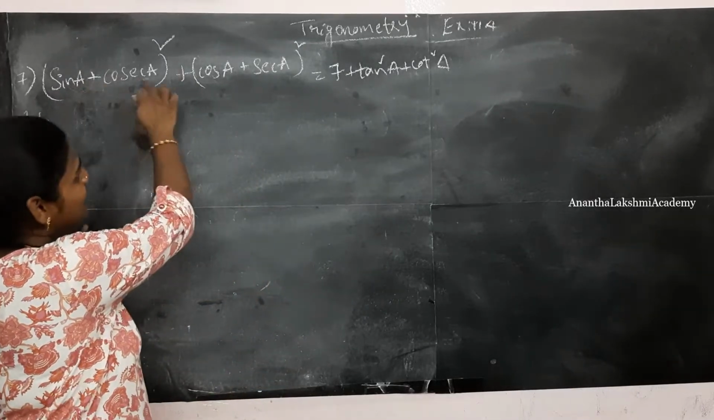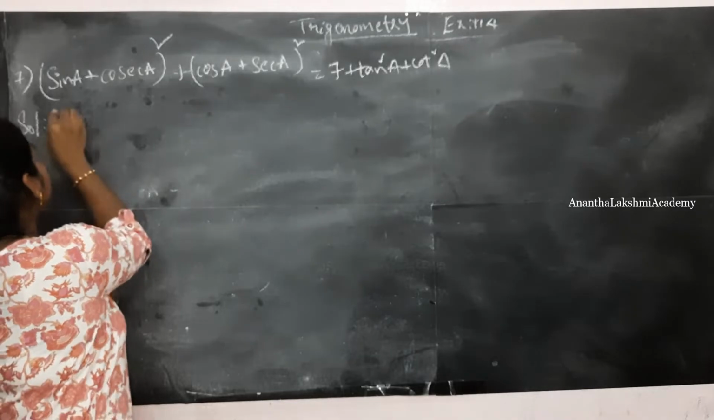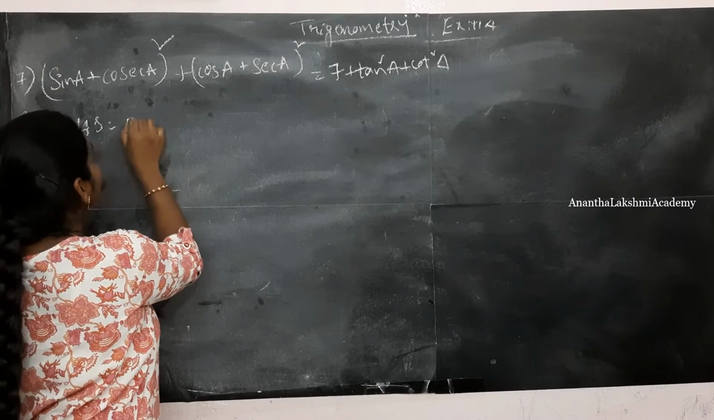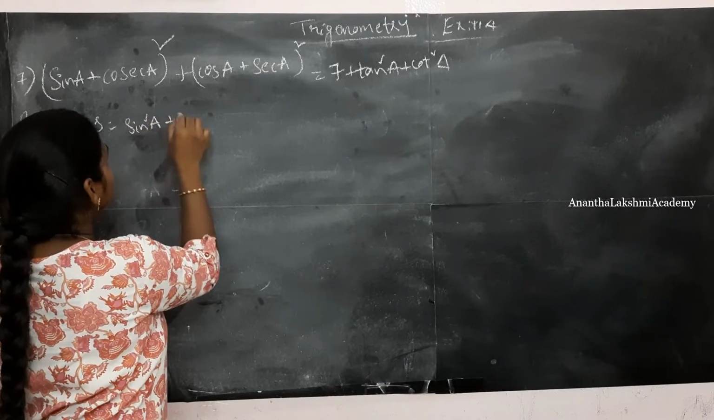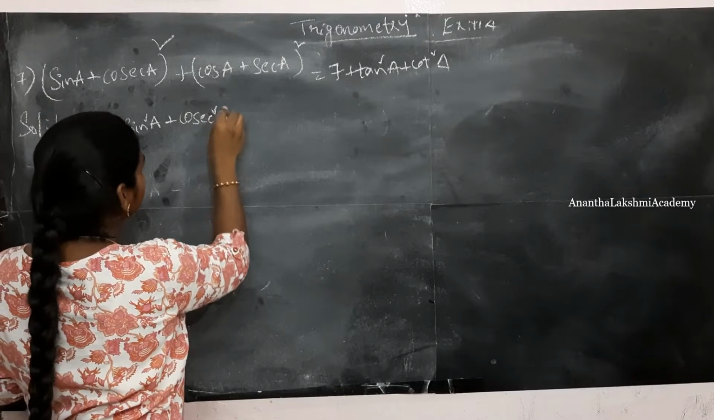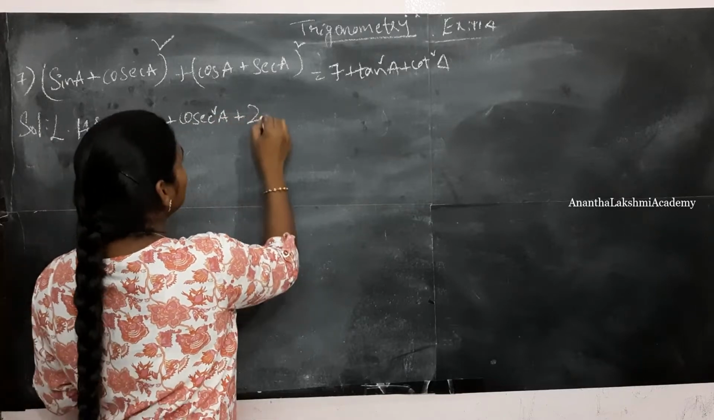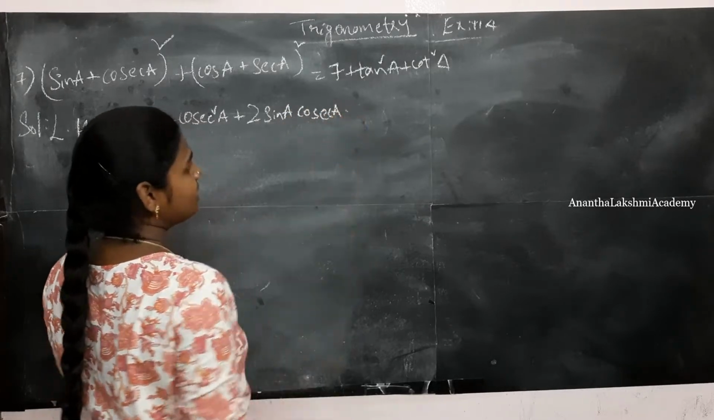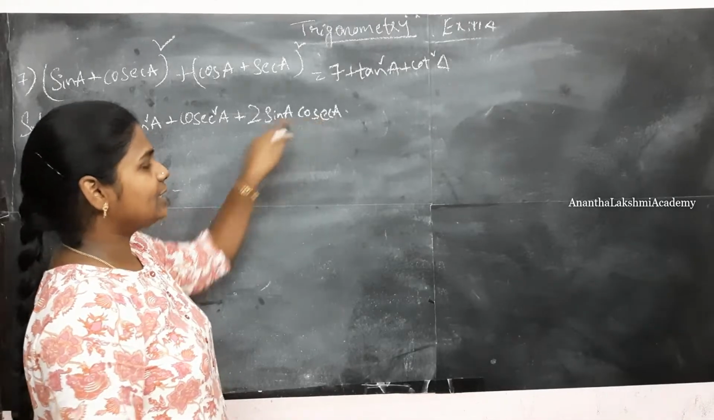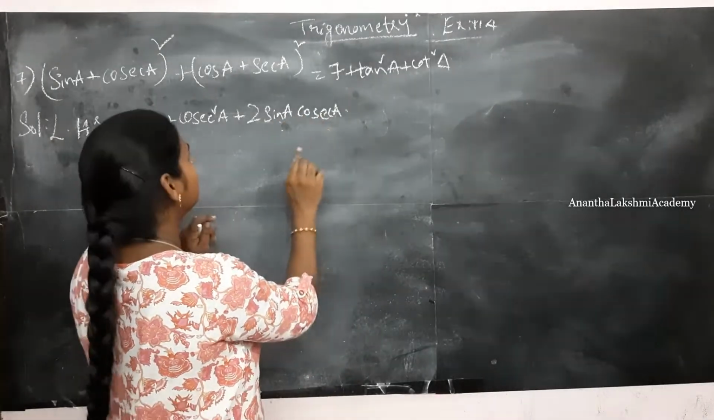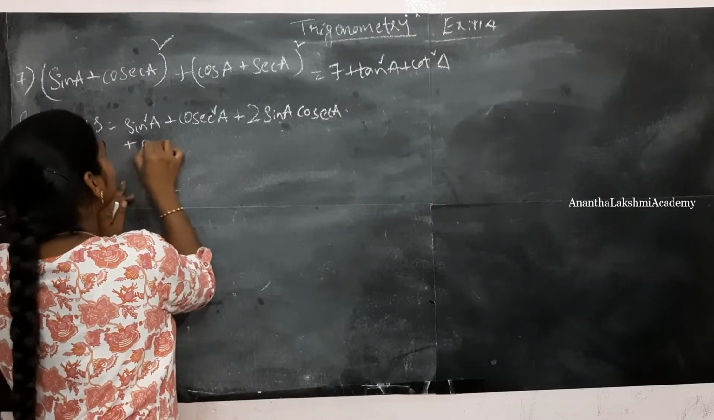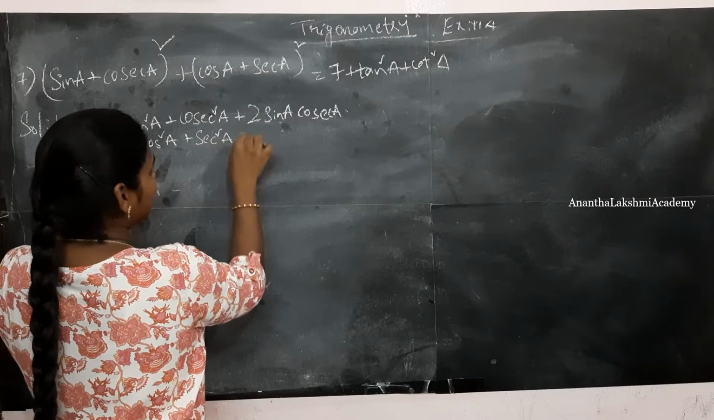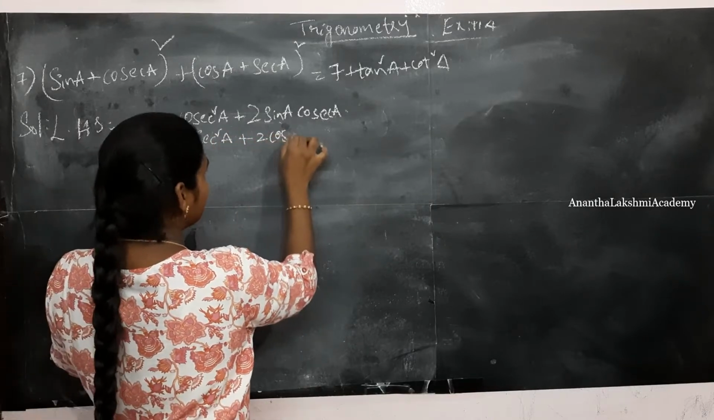Consider the LHS, (a plus b) whole square plus (a plus b) whole square. So LHS is equal to sin square A plus cosecant square A plus 2 sin A cosecant A. What is sin A multiplied with cosecant A? Sin A cosecant A is nothing but 1 by sin A times sin A, so sin A gets cancelled. Plus cos square A plus secant square A plus 2 cos A secant A.